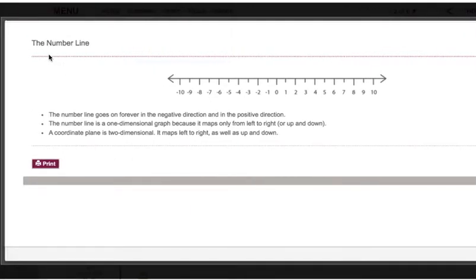So it gives you a reminder that the number line goes... What do you want me to play? Alexa, stop. Sorry, my Alexa turned on.